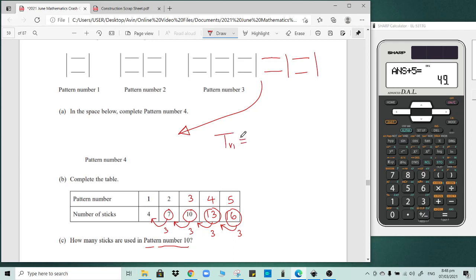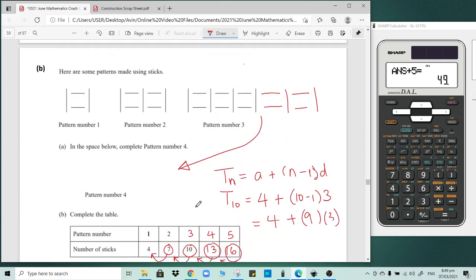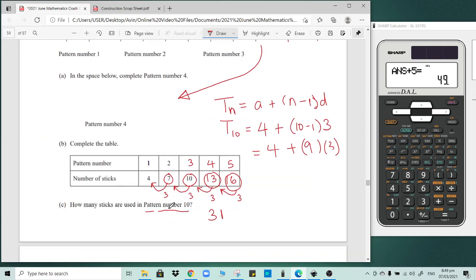So going back to the same formula I just used, a plus n minus 1 by d, we want to find the 10th term, T10. A is the value in the first pattern, so that's 4, plus, we're trying to find the 10th term, so it's 10 minus 1, so n is 10, and the common difference, we just worked it out, it was 3. Work this out quickly. 10 minus 1 is 9 by 3, so 9 by 3 is 27, plus 4, that will give us 31. And that's the answer for part C. So both of these questions, the one above and the one below, were both arithmetic progressions.